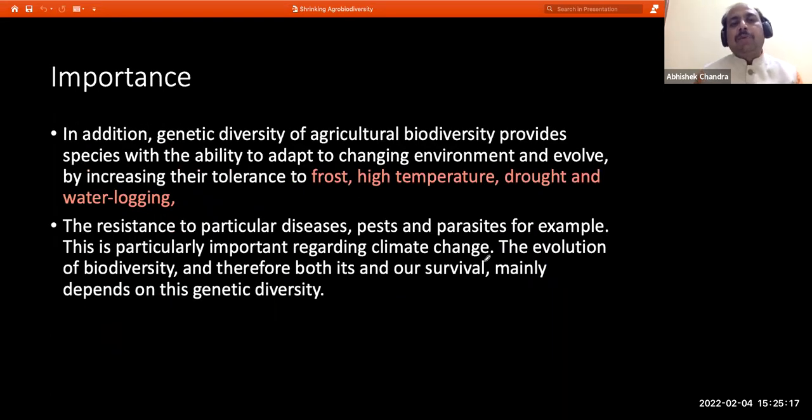So these are important for tolerance to high temperature, drought, and waterlogging conditions. It happens in the case of such phenomena, and also resistance to disease, pests, and parasites, for example the different types of parasites which are available in the atmosphere, and which impact agriculture and human beings. So it depends upon the genetic diversity of the crop.